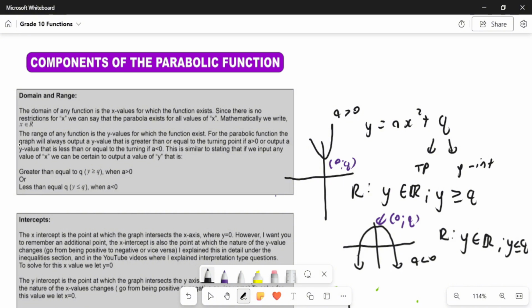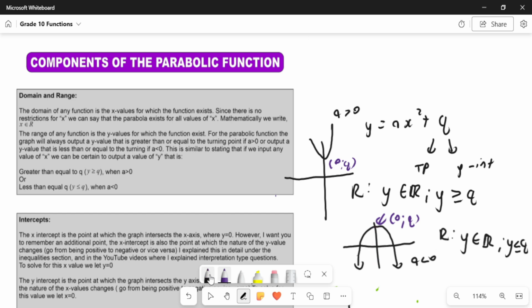For the parabolic function, the graph will always output a y value that is greater than or equal to the turning point if a is greater than 0. Right, that's what we have here. If a is greater than 0, then the range will be equal to the turning point or higher. But if a is less than 0, so we have a concave down function, then the range will always be equal to the turning point and everything below.